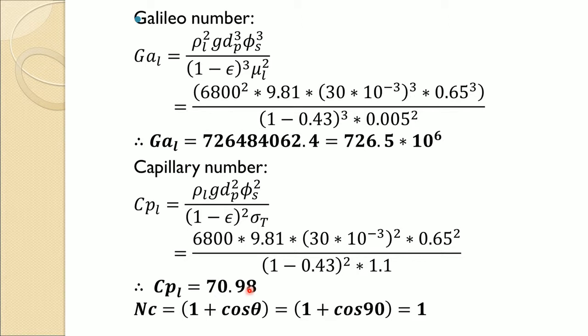And the Galileo number, again using gravitational acceleration 9.81, particle diameter, shape factor, void fraction and viscosity, gives you a Galileo number of 7.2 into 10 to the power 8. And the capillary number, similarly, you get by substituting all these quantities which are already given, and you get 70.98. And the interfacial force is about 1.